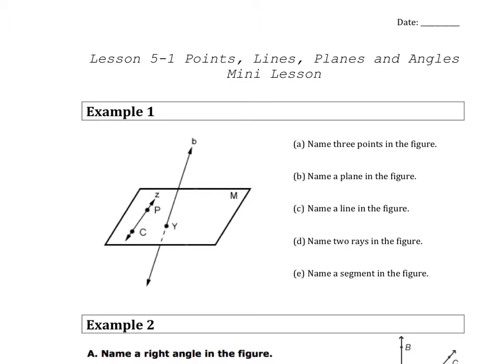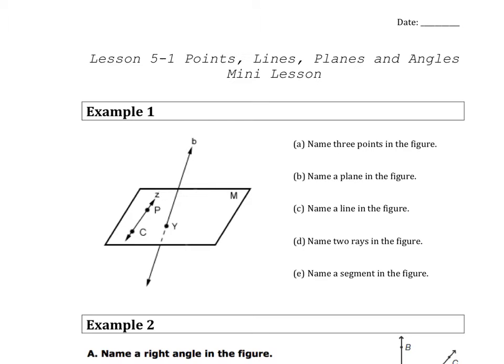A line is any 2 points connected, and it must go on forever, so it would have 2 arrows on it. A plane is a flat surface like your desk. Any 3 points create a plane. A ray is directional, and it's a point and an arrow, so it has to have a point and an arrow. And then a segment is a part of a line with no arrows. An angle is created by 2 rays, which we will talk about in a little bit.